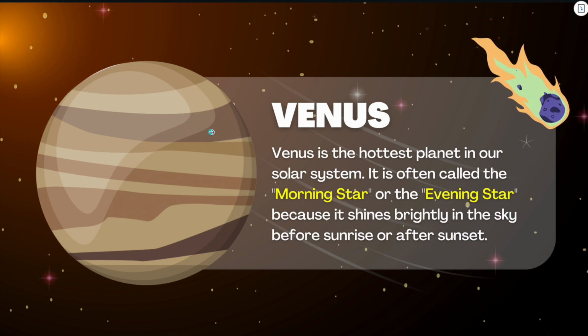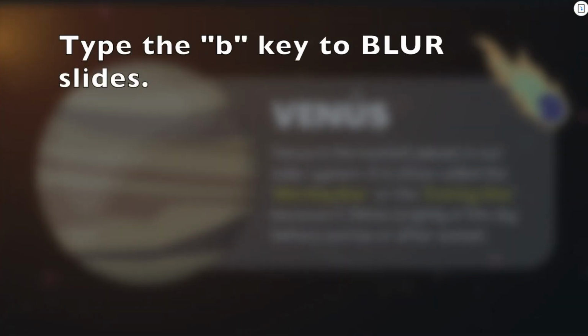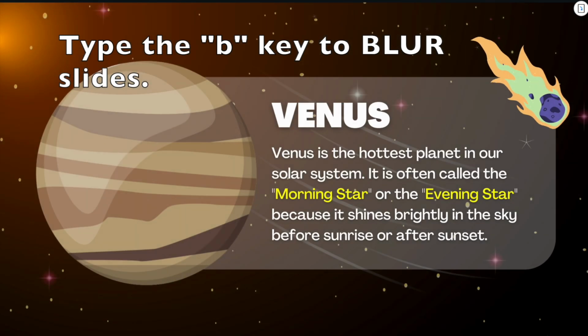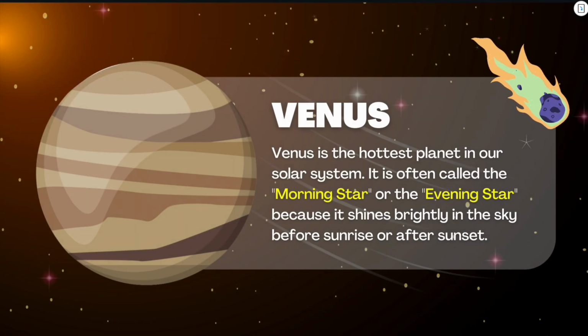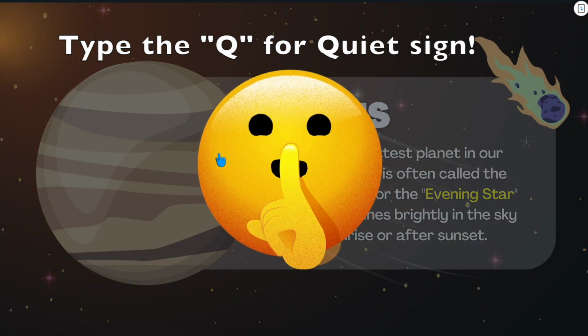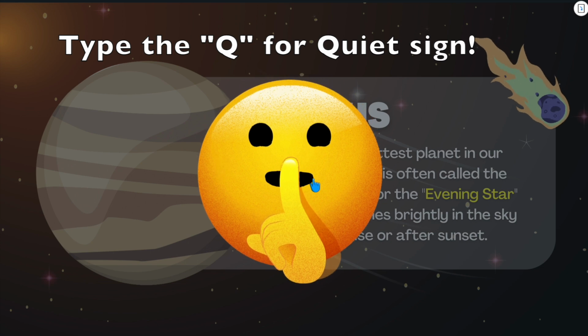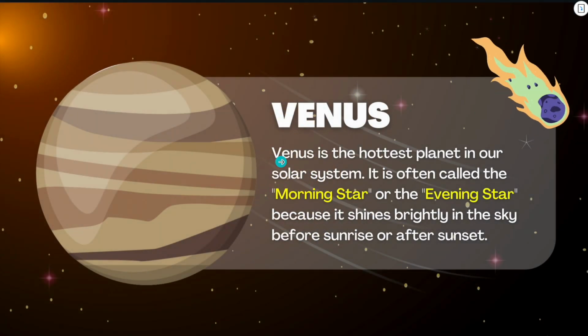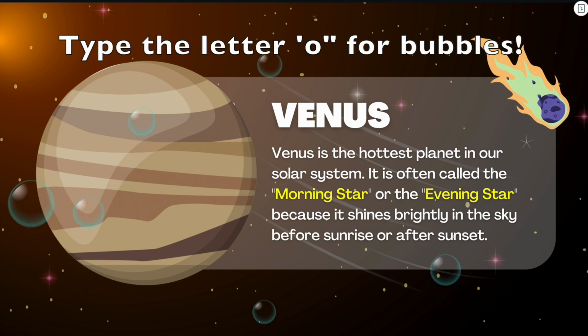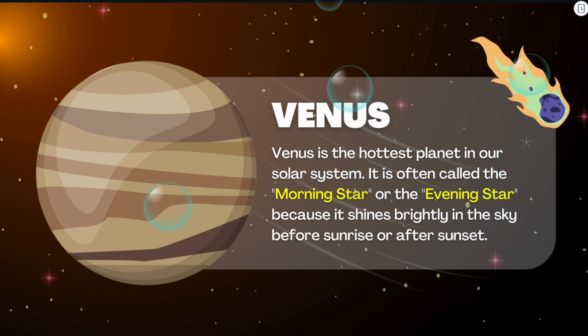There's a lot of other tools, like if I hit the B key, it blurs stuff out. See how it just kind of blurs it out? So if you don't want your students to see something, you can blur it. You can either press the Enter key on your keyboard or the B key again to unblur it. If I want my students to be quiet, I could say Q, and it gives me a big quiet sign on here. I don't know why you'd want to do this, but if you hit the O, there's bubbles that pop up. Not sure why you'd want bubbles. I guess just to gather your kids' attention.